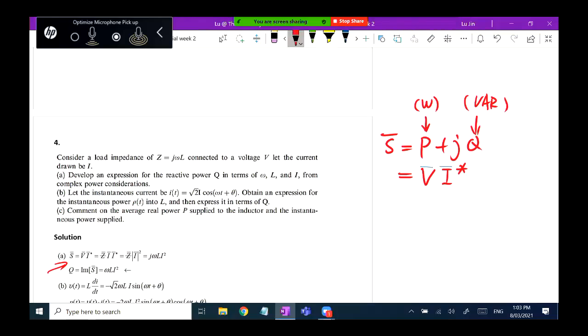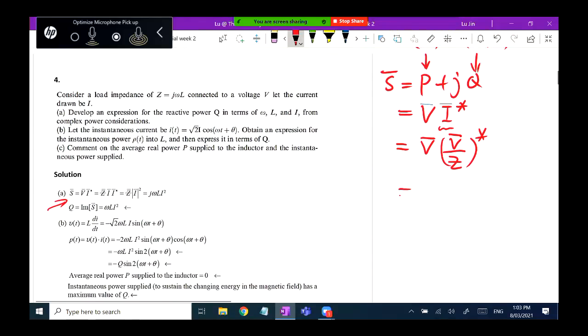How about the second formula? The second formula is, if you are using Ohm's law, the current flowing through a component in the AC circuit, this I can be represented by voltage divided by the impedance, then conjugate of it.